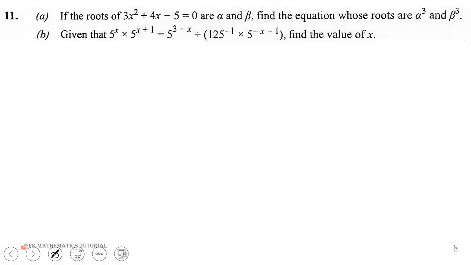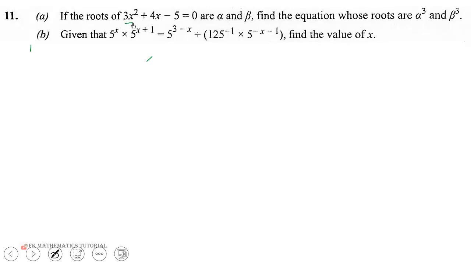So here we have question number 11. This is on quadratic function or quadratic equation. If the roots of 3x squared plus 4x minus 5 equals 0 are alpha and beta, find the equation whose roots are alpha cube and beta cube. So let's deal with that one first.